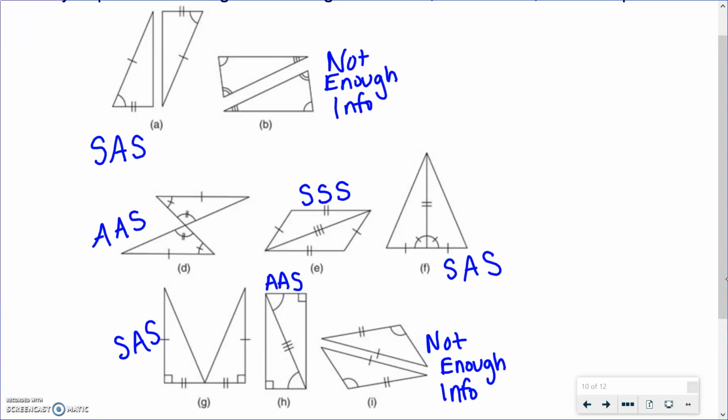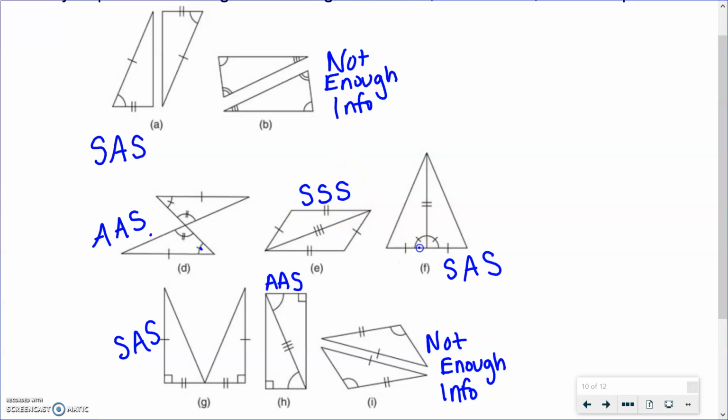Okay, here we are back with our answers. And so this first one is side, angle, side, because it's two sides and the angle in between them that are the same. This one, although we know all of the angles, that's not enough information because angle, angle, angle is not a way to prove congruence. This one here, part D, is going to be angle, angle, and then the next side. So it's angle, angle, side congruence. Part E here, we have all three sides labeled that are congruent on both, and so that's side, side, side.